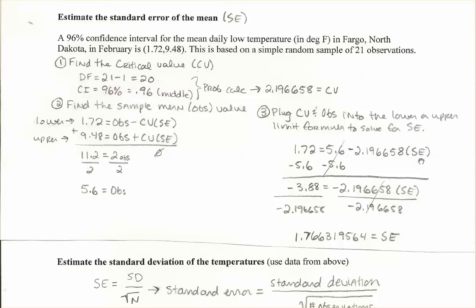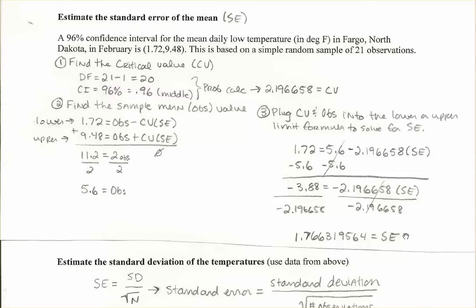Well, order of operations, so once again we're doing algebra here, you have to get rid of this part first, the 5.6, because we're working backwards. You can't work with the multiplication part until you've got rid of the addition part. So that cancels that out by adding the 5.6 over here. 1.72 minus 5.6 is negative 3.88, which then leaves us equal to the negative 2.196658 times the standard error. Now you can divide by the 2.196658, and you do the division on both sides, to get 1.766319564 is equal to your standard error.